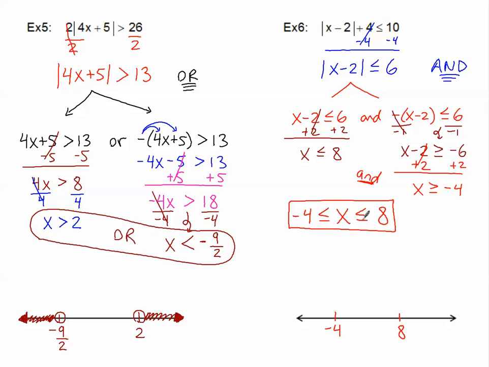Since we have the or equal to part, they're both going to be closed dots. And since, of course, the x is in between these two values, our answers are in between these two values, and there is our graph.